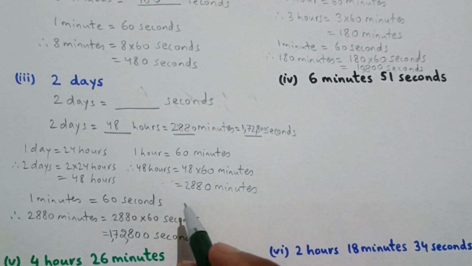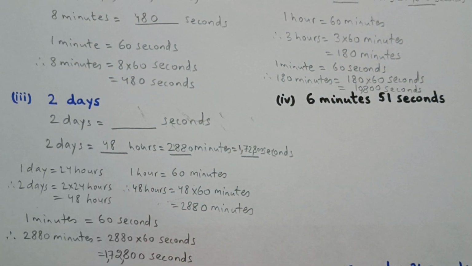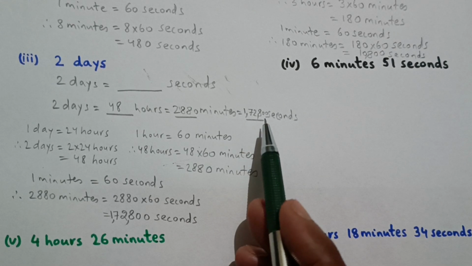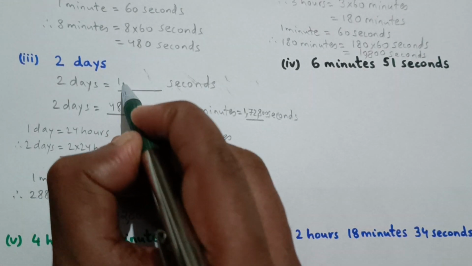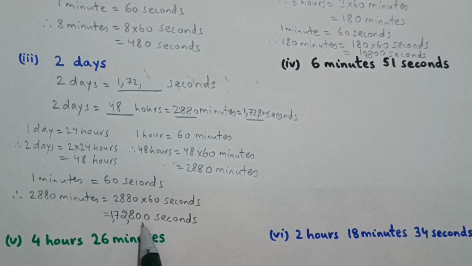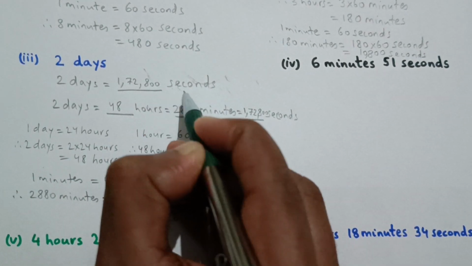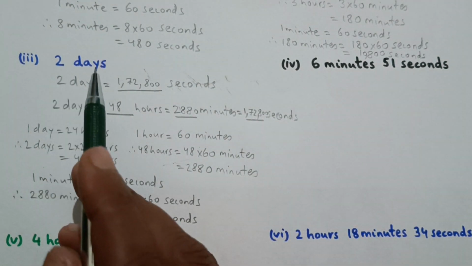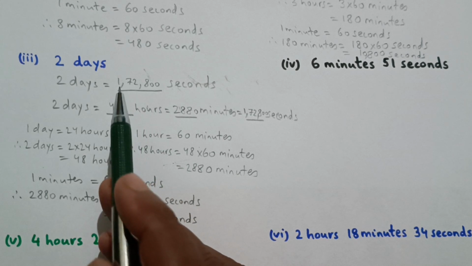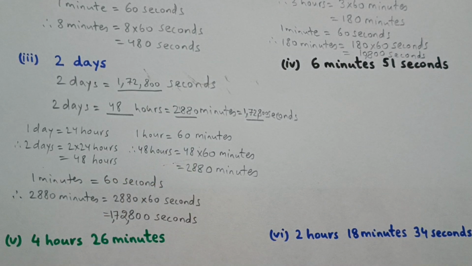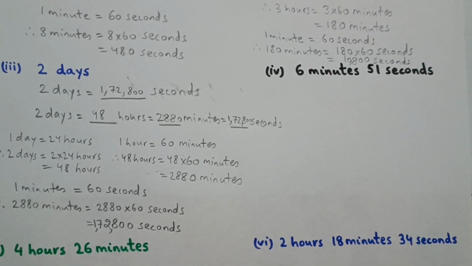So therefore 2 days is 1,72,800 seconds. So when we convert 2 days into seconds, it is 1,72,800 seconds. Now let us go to question number 4.